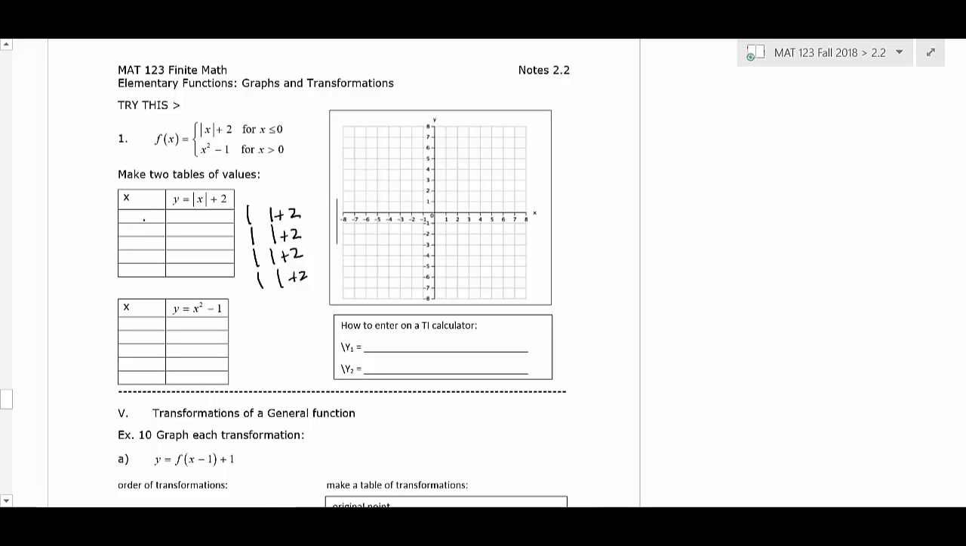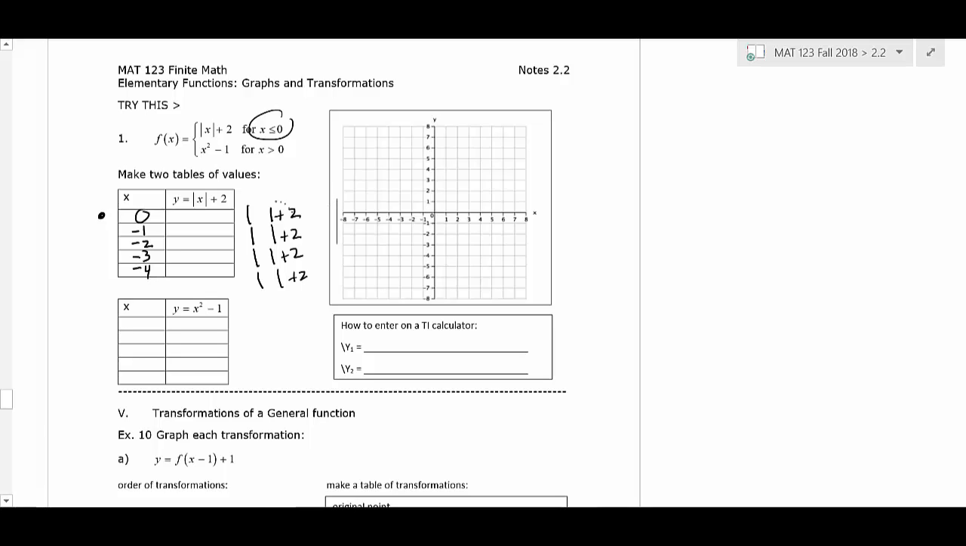Okay, so the main thing I was looking for was whether you knew what numbers to use for x. So this first one, you use 0. The 0 is solid, and then you use some negative numbers. Okay, like that. So that's what you want to do, all right?